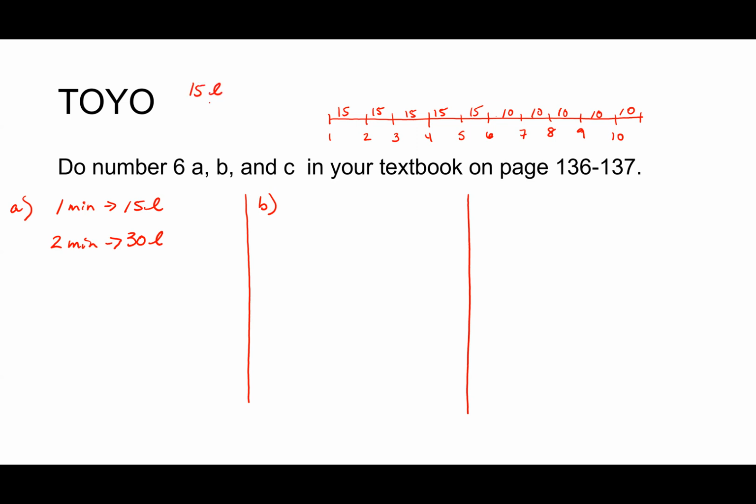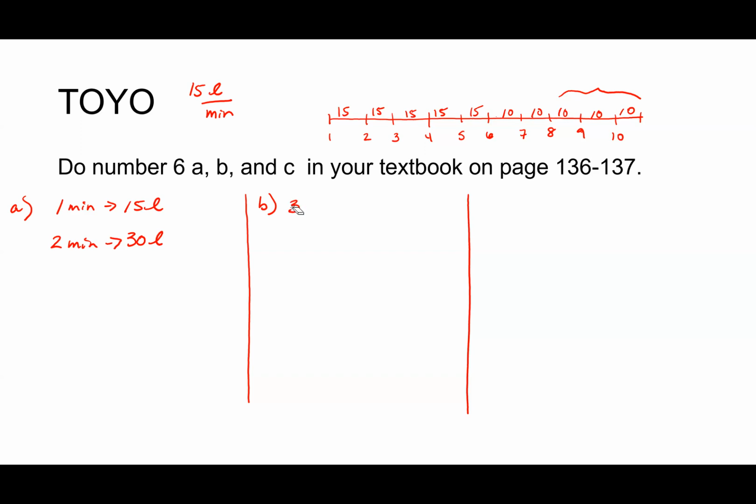So when you see something like that, a rate, it's per unit of 1. So it's 15 liters per 1 minute. That's what that means. All right, so letter B, the last 3 minutes, that's over here. Which rate do I use on that one? Owen? Yeah, I use the 10 liters per minute.